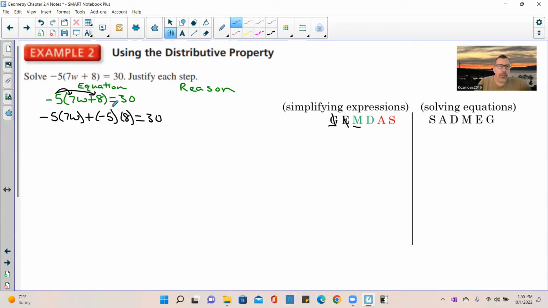Okay, so that's the distributive property. So it says using the distributive property. I could have done something different here, but I'm not going to, because we are doing the distributive property. It said to do the distributive property.